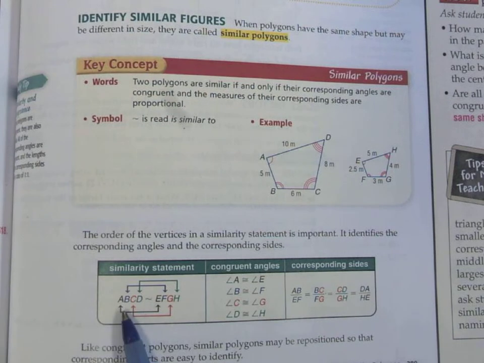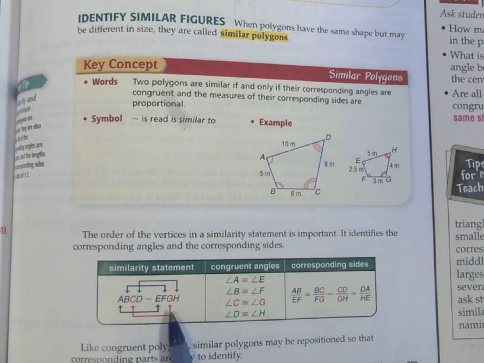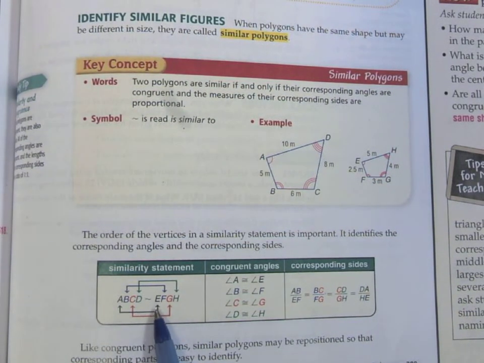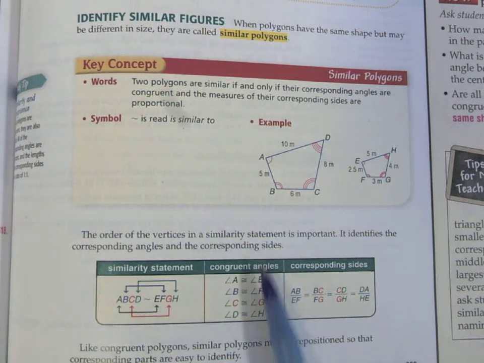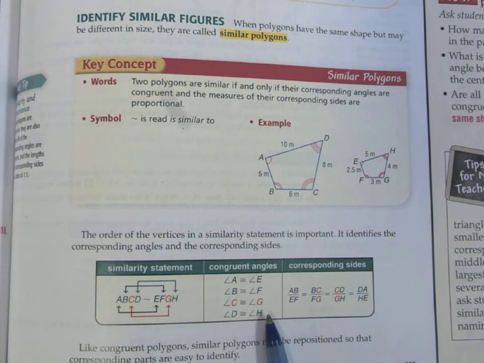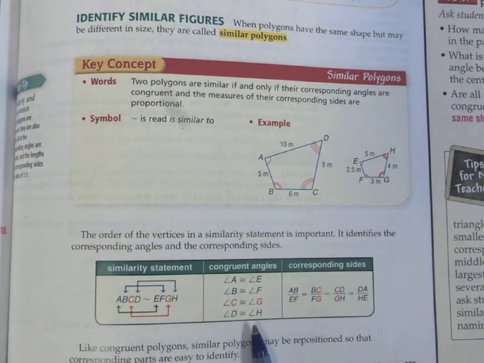So if we have this quadrilateral ABCD similar to EFGH, the position of those letters tells you what parts correspond to each other. So A and E, right, they're both in the same position. So angle A corresponds to angle E, right? B and F are in the same position, so angle B corresponds to angle F, and so on with the angles, right? Notice I have 4 congruent angles.